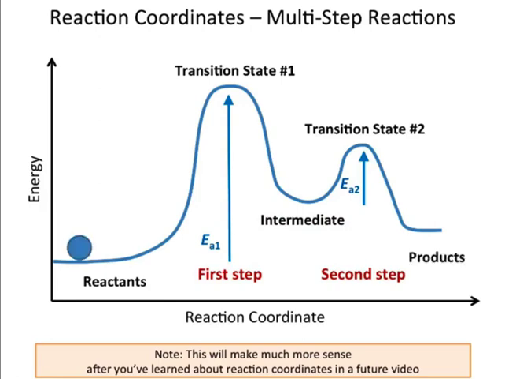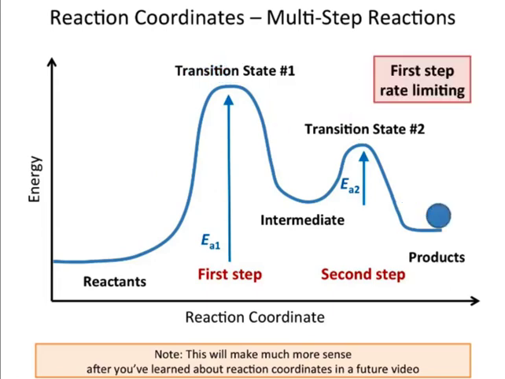And now, if you have a two-step reaction and the first one's the rate-limiting step, what that means is that the activation energy for the first step is higher and it takes longer, more energy to make the first part happen. And then once you're there, great, you're done. So this would be an example of if the first step is rate-limiting.